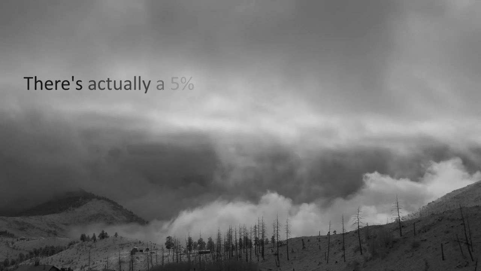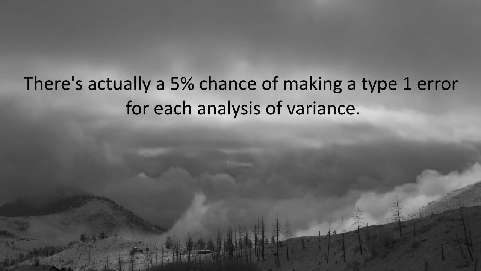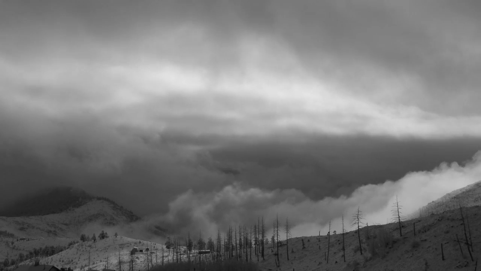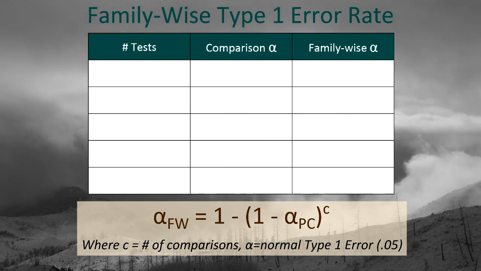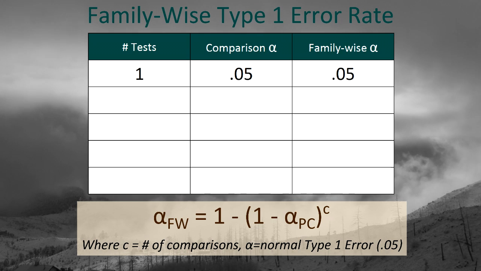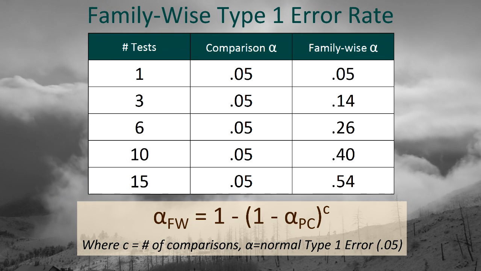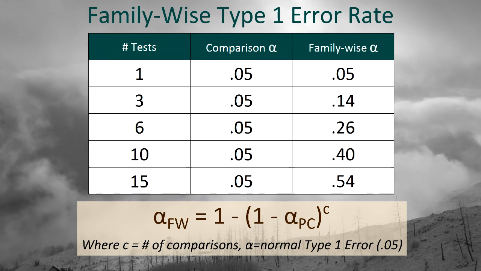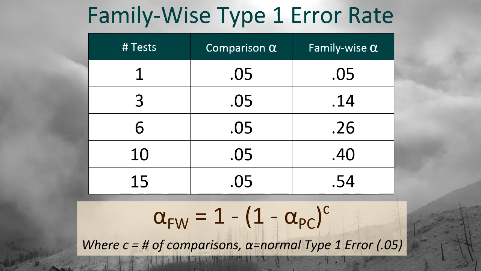There's actually a 5% chance of making a type 1 error for each analysis of variance that we conduct on this question. Therefore, performing multiple tests means that our overall chance of committing type 1 error could be far greater than 5%. Here's how it works out. Using the formula displayed under this table, you can see that while one test has a type 1 error rate of 0.05, by the time we've conducted 10 tests on this question, our chance of rejecting the null hypothesis when the null hypothesis is true is up to 40%. This increase in the type 1 error rate is called the family-wise error rate and is the error rate for the group of pair comparison.